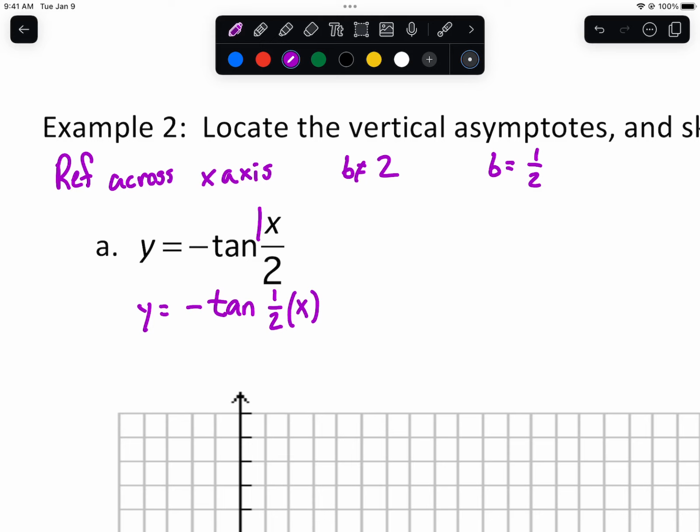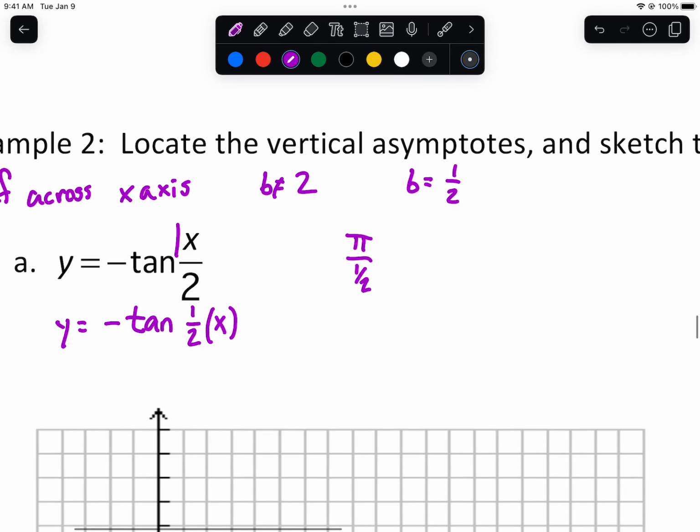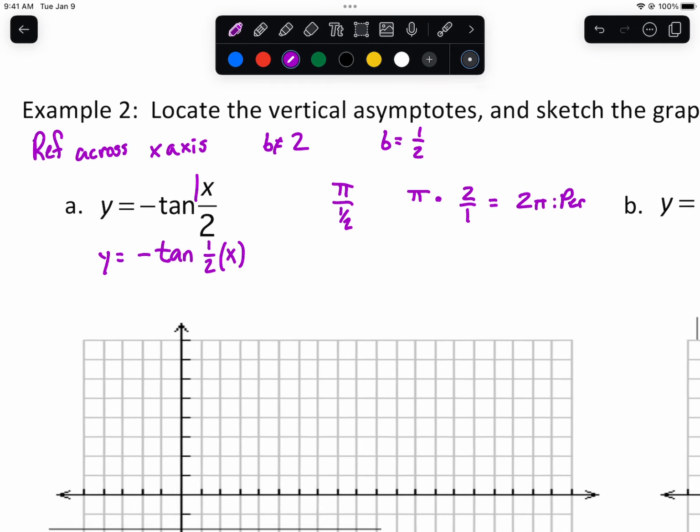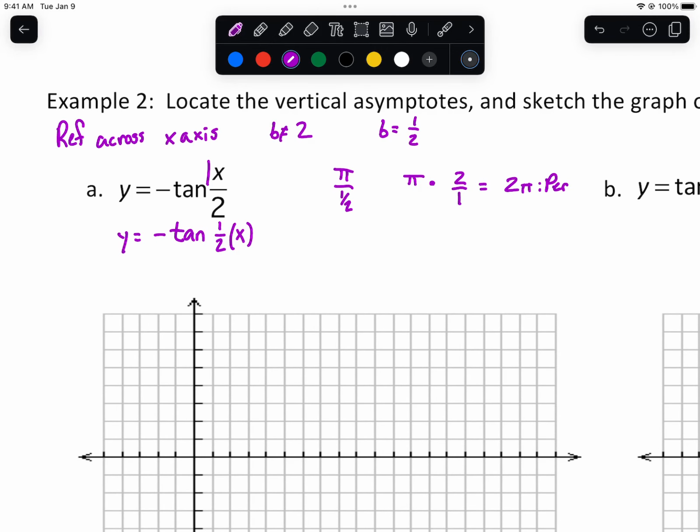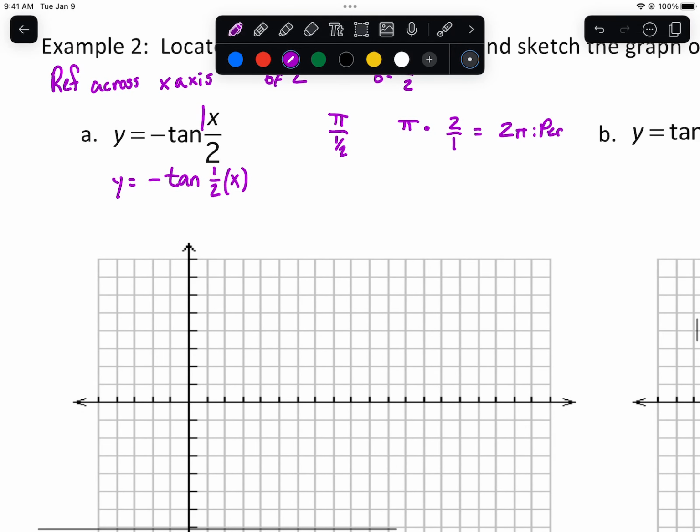Okay, so the period normally is pi over your b value, so it's going to be pi divided by 1/2. What I'm going to do is go off to the side and do keep change flip. Instead of divide by 1/2, I'm going to multiply by the reciprocal, which means the period is actually going to be 2 pi in this case here. So it's actually kind of like a horizontal stretch is happening here. So I'm going to go ahead and start sketching that out. 3 ticks is pi over 2. So pi over 2, pi, 3 pi over 2, and then 2 pi finally.